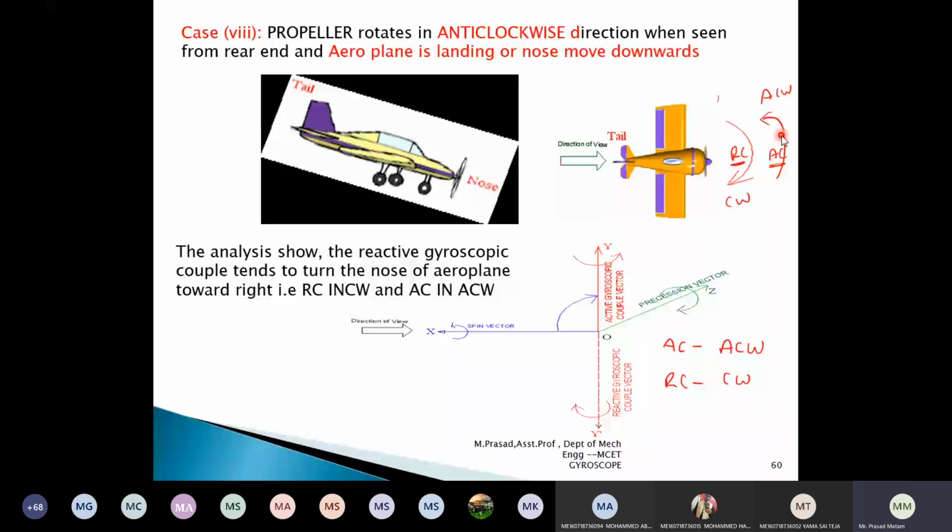You have to consider only reactive couple. Clockwise motion means aeroplane turns towards the right side. Here, gyroscopic effect of the aeroplane is the reactive couple is, as the reactive couple rotates in clockwise motion, it turns towards the right side.